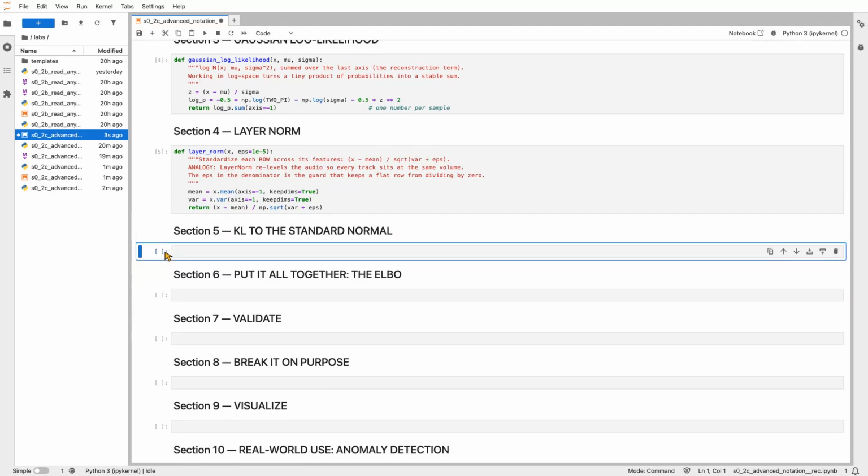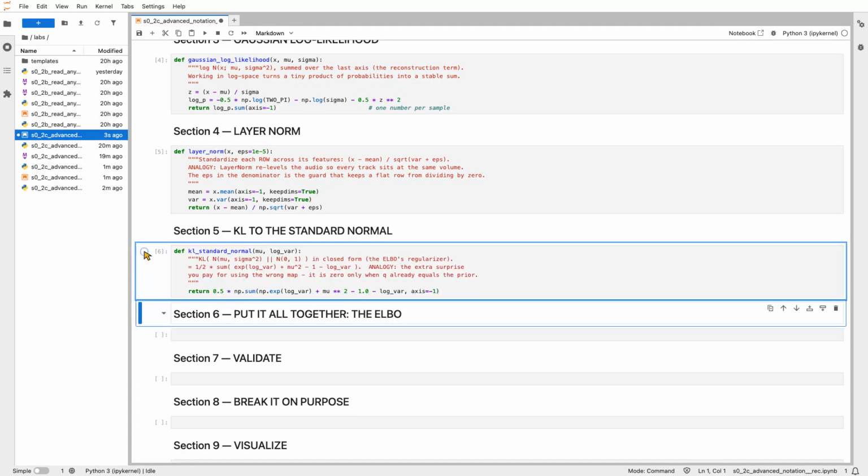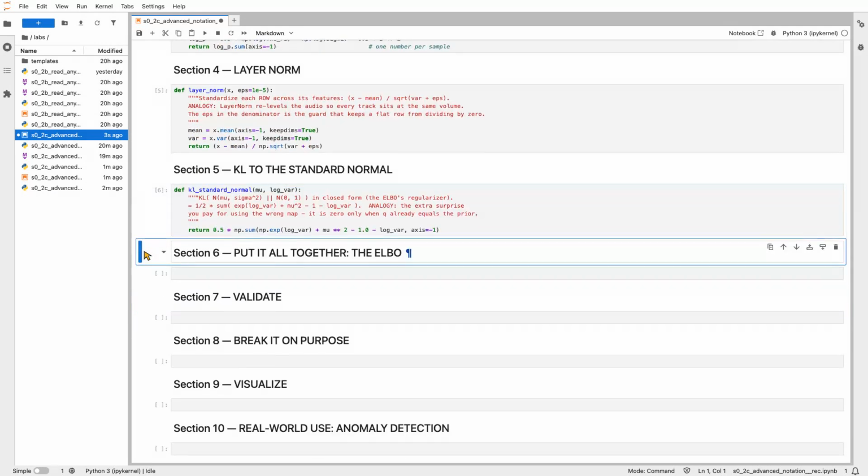Section 5. The KL term. It measures how far the encoder's Gaussian is from a standard normal prior. It is the extra surprise you pay for using the wrong map, and it is 0 only when the two already match. We use the closed form.